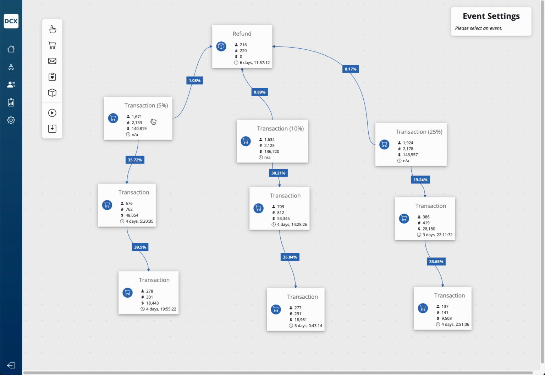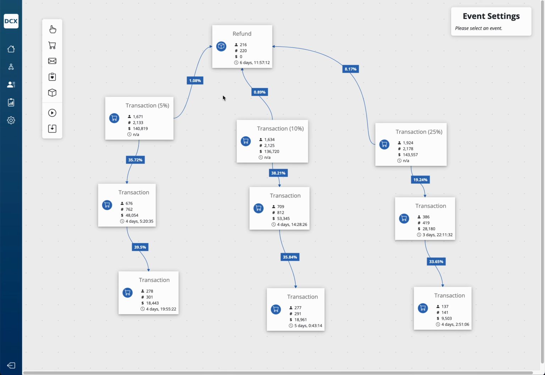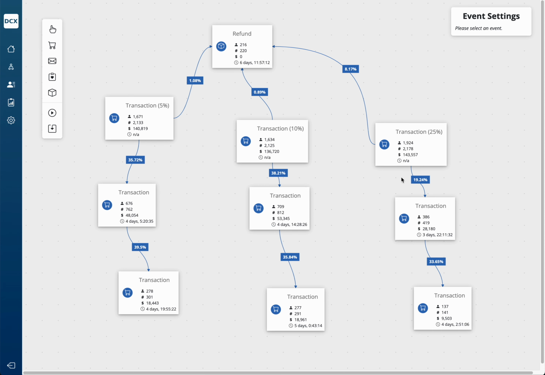You could see that in both of these cases, transactions at promo code 5% and 10%, we have about a 1% refund rate. In the 25% promo code, however, it's 8%, significantly higher. So not only do we convert about half the customers compared to other promo codes here to secondary transactions or tertiary transactions, the refund rates are significantly higher. So case in point, you'd probably want to remove the 25% promo code or play around with the details of this campaign.